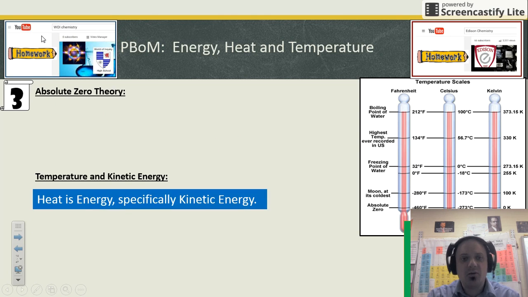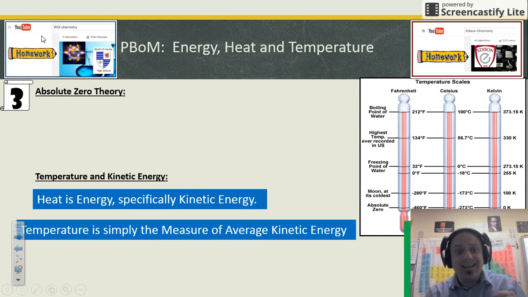How are temperature and kinetic energy related? Well, heat is energy, specifically kinetic. I'm starting to repeat myself now because it's important. Okay. Now, temperature is the measure of average kinetic energy. Therefore, temperature is measuring heat indirectly.